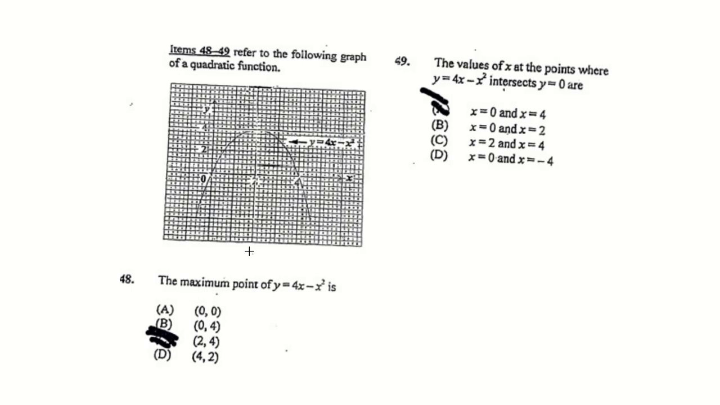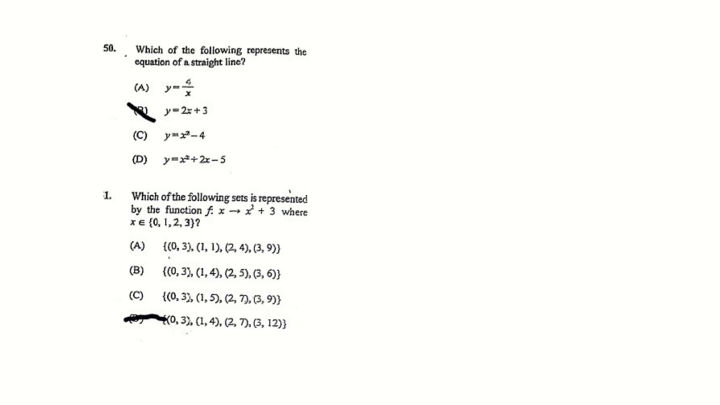Right, the maximum point, this is the turning point, that is x is 2, y is 4, so C. Number 49, where it intersects, that is x is 4 and x is 0, that is A. 50, which of the straight lines, that's a repeated question. This one here is a repeated question as well. We did this a few times, so the answer is D.